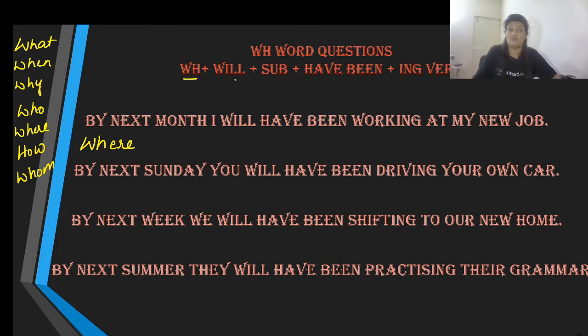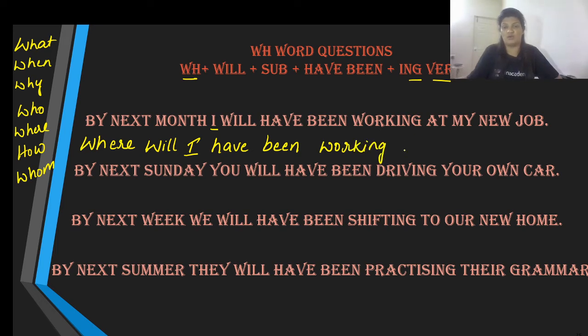Where, and after where we will have to bring the auxiliary, that is where will, and the subject. And what is the subject over here? The subject is I. So where will I? After I, you have to bring have been. So where will I have been, and then the ing verb, that is working. Where will I have been working by next month? To make it meaningful, we might have to eliminate a few words or word phrases. And to answer this question, where will I have been working by next month? Well, by next month, I will have been working at my new job.